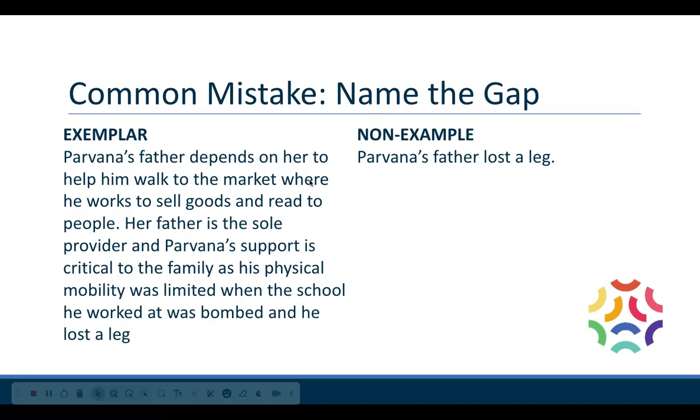Here you can see one of the non-examples we had on the last slide. Parvana's father lost his leg. And let's take a moment to compare that to our exemplar key point that is in line with the same story event. The exemplar key point addresses the exact same part of the story, but it digs deeper by explaining importance and relevance to character development, plot, setting, and the author's main objective, making it an exemplar key point.